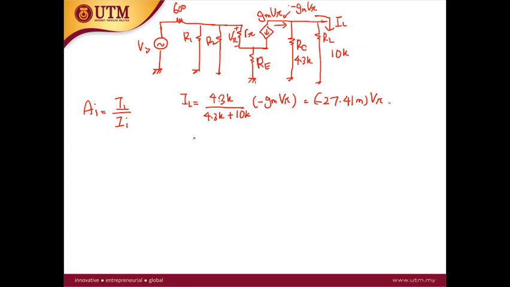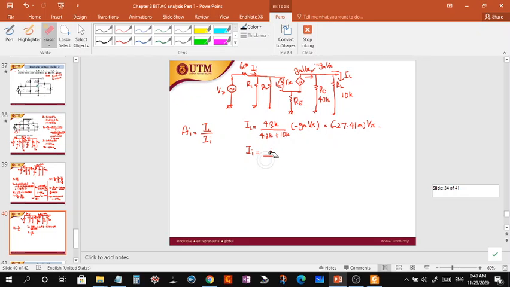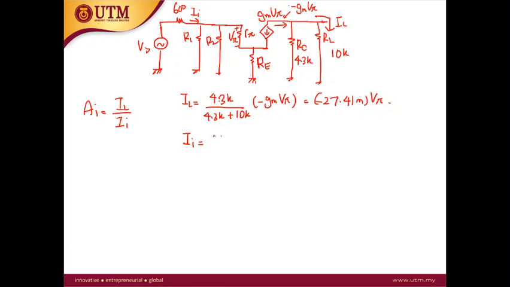Okay, and then for II, it is the current inside the input port. So II is VI over ZI. Sorry, this is wrong. Okay, II is equal to VI over ZI. Okay, II is VI over ZI. So for this one, you know the value of ZI.